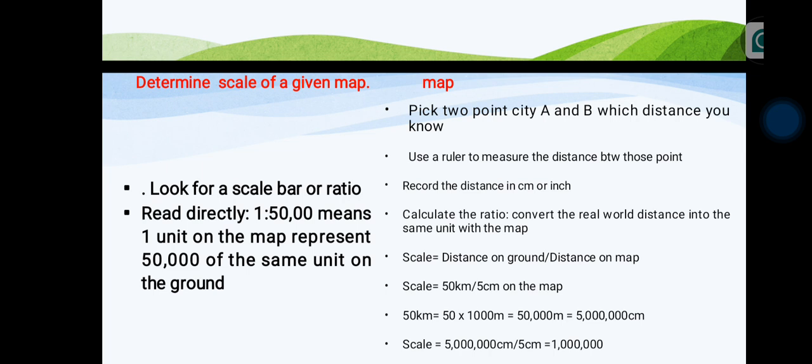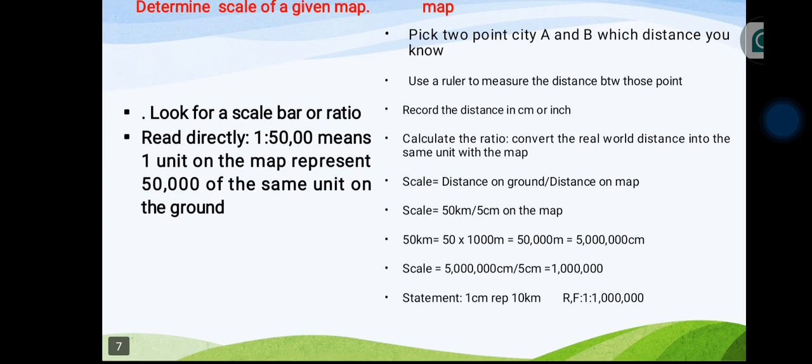So then we have 50 kilometers equals 50 multiplied by 1000 because it's to meters. It equals 50,000 meters, which is the same as 5 million centimeters. Having gotten the 5 million centimeters, you now divide it again by the distance on the map, which is 5 centimeters. Then you have it as 1 million.